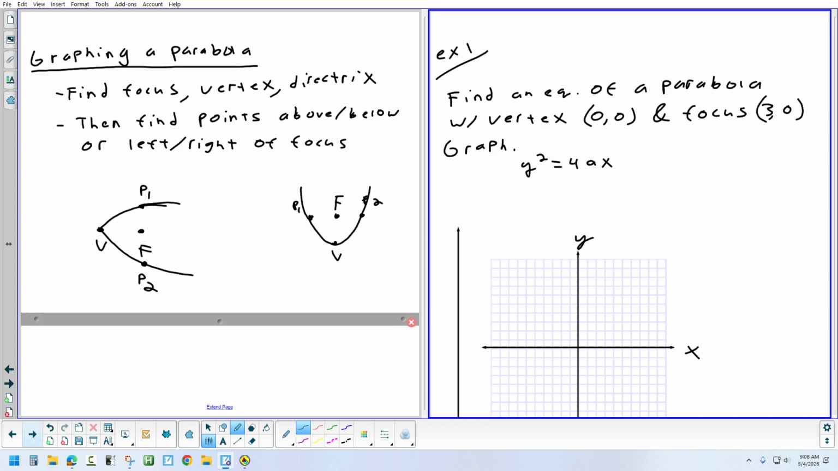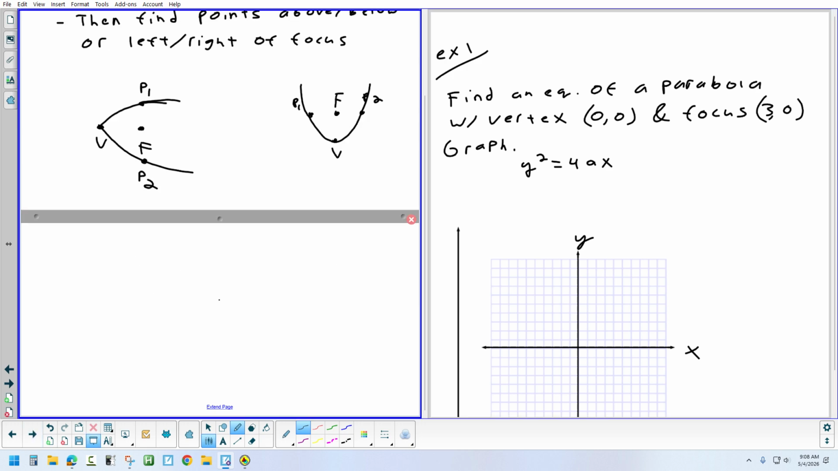Okay, so let's see if we can graph this. It says find an equation and graph. Okay, so we've only looked at one equation so far. When you're doing a parabola, the first thing you're going to have to decide is what equation do I need? With a parabola, you always have one variable that is squared, one variable that's not, and a 4.